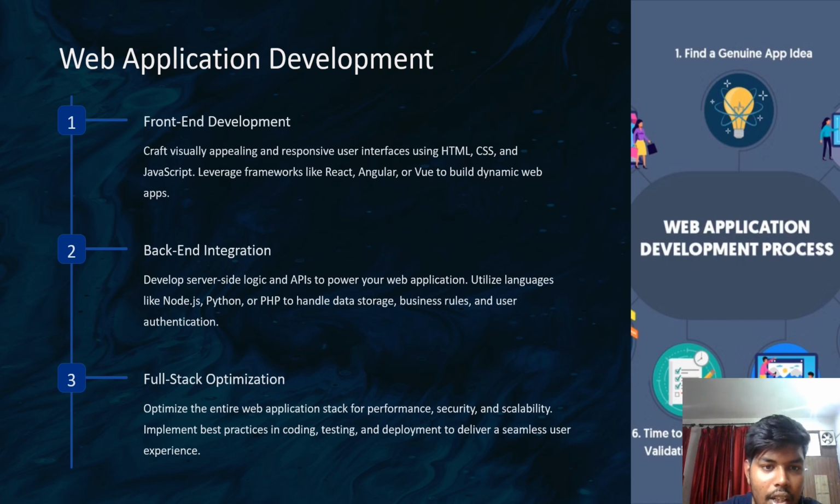In backend integration, logic and APIs power your web application. Utilize technologies like Node.js, Python, or PHP to handle data storage, business rules, and user authentication. It is basically used to store the data. Full stack optimization is front-end plus back-end development. Optimize the entire web application stack for performance, security, and scalability. Implement best practices in coding, testing, and deployment to deliver a seamless user experience.